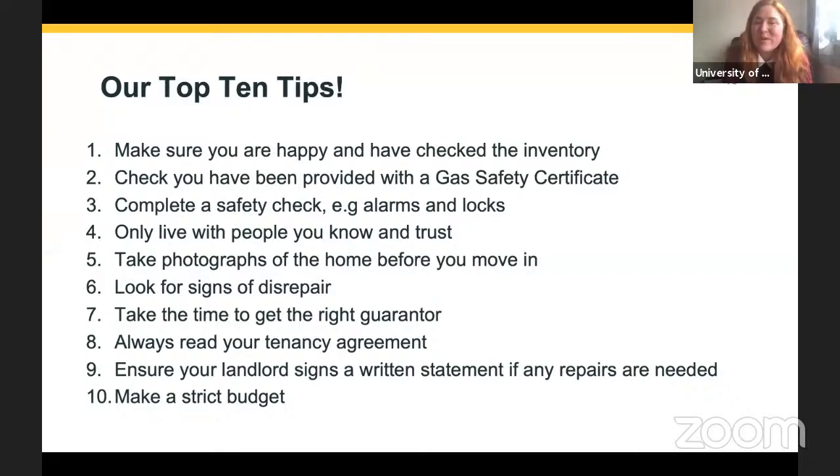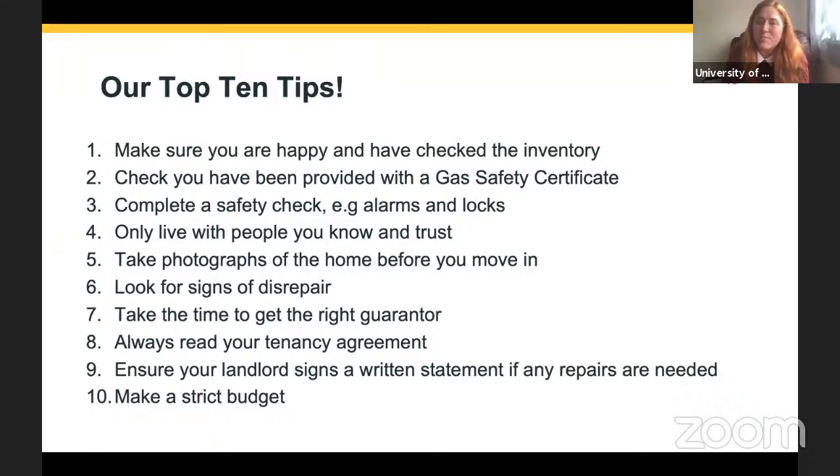So the first one is what we've been talking about, so the inventory. Make sure that you have detailed everything in the house. This is so important in case of any issues with disrepair, and if there's any furniture that's been provided, because sometimes furniture is left over from previous tenants. And one that Ruth has spoken about there, which is very important.